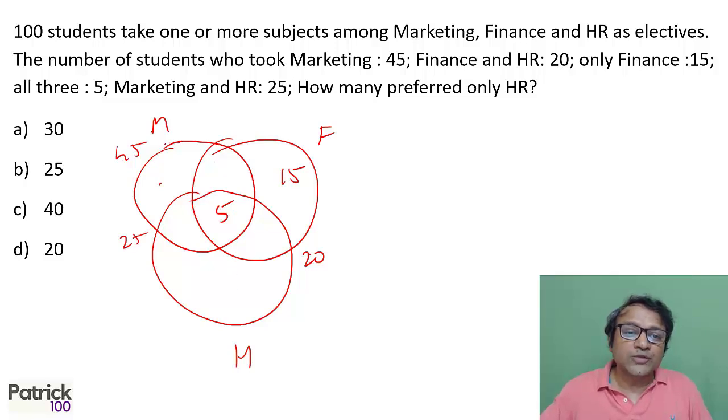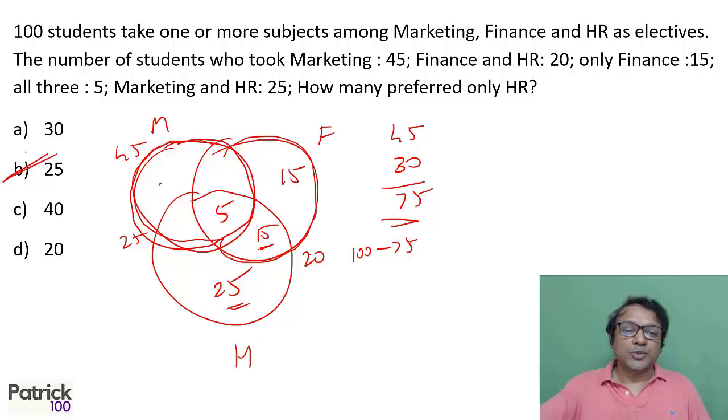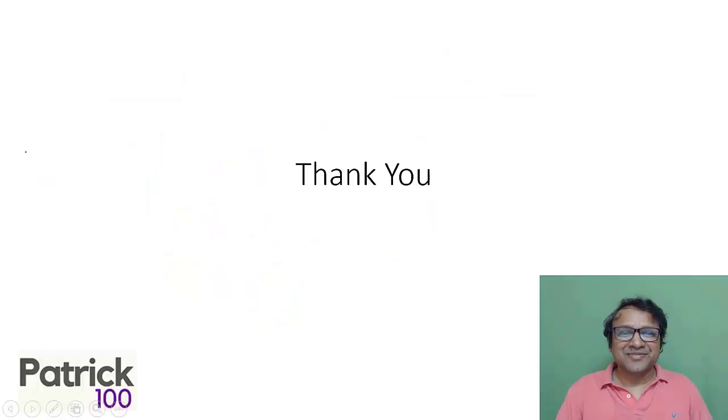So what we know? We know this full marketing is 45. Also, this value is 15. 20 minus 5, 15. So finance outside marketing will be 30. So these values, marketing and finance put together, will be 45 plus 30, which is 75. So if this is 75, what is left is only HR, which is 100 minus 75. Total 100, from that 75 marketing or finance. So remaining will be only HR, which is 25. B option. So that will be the answer. Thank you.